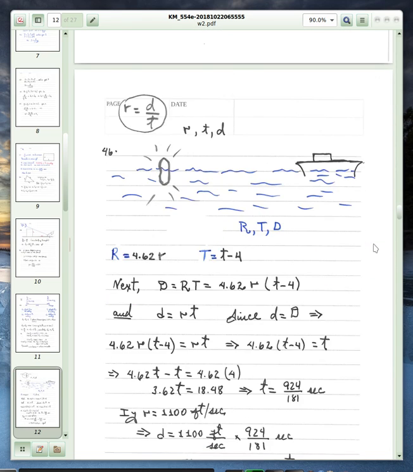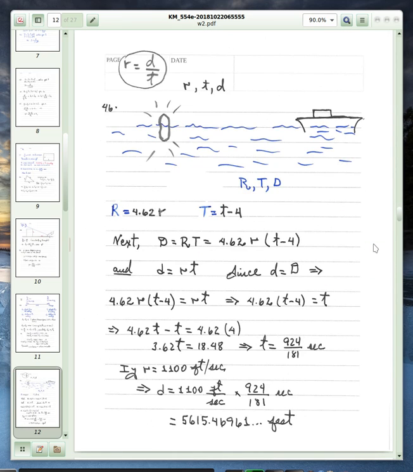Okay, problem 46 is similar. We use the main formula as usual, rate equals distance over time. You have a mine exploding. By the way, you should pause the video and read the problem, because I don't have the text for the problem here on the screen, but you can read it. So you have a mine exploding at a certain distance from the ship, and you are given the velocity of the sound in the air and in the water, and that allows you to solve the problem.